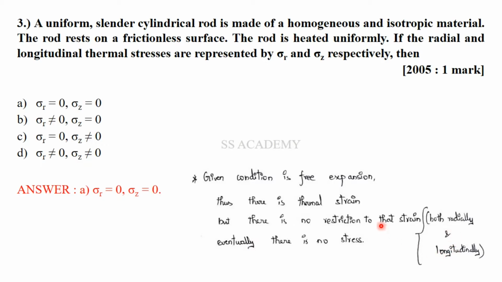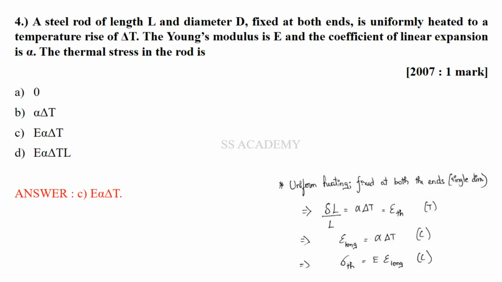They haven't mentioned any radial restriction or longitudinal restriction. It is totally free. So there is no restriction to that strain both radially and longitudinally. Eventually, there is no stress either radially or longitudinally. So sigma r is equal to 0, sigma z is equal to 0 is the right answer.